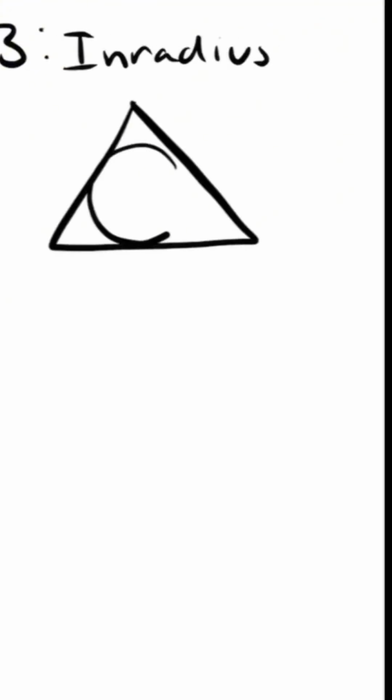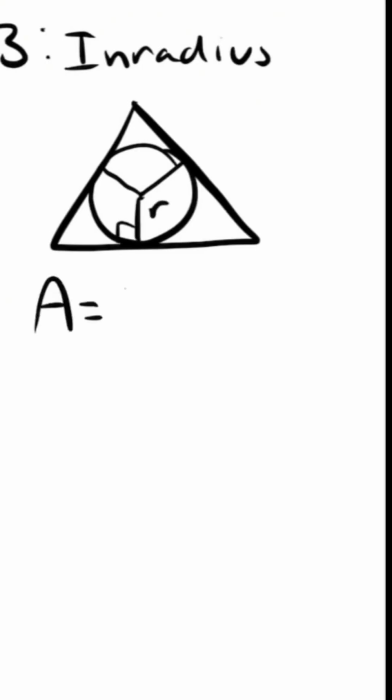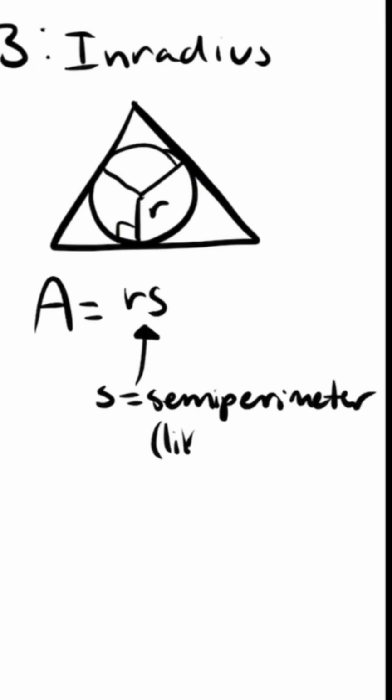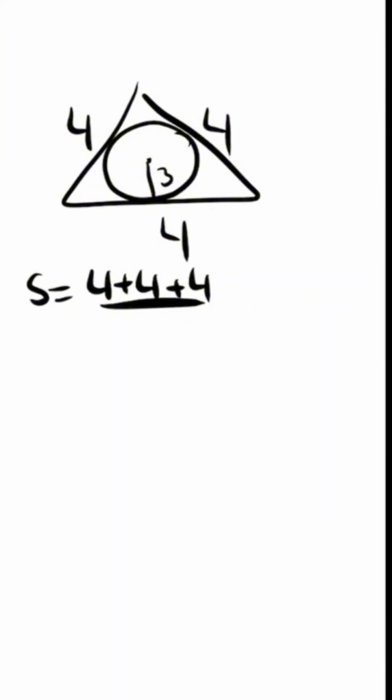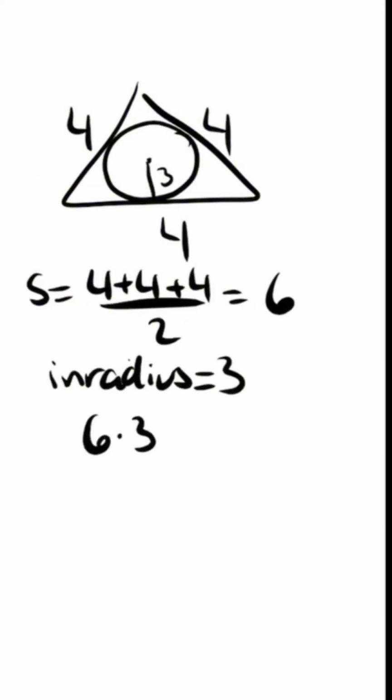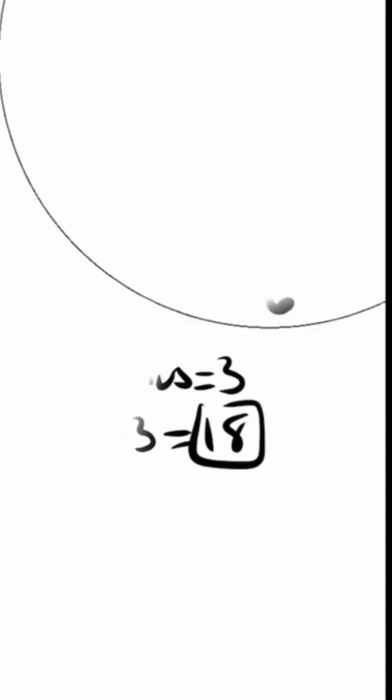Now next we have the inradius, where if we have a circle inscribed in a triangle and its radius is r, the area would be r times s, where s again is the semi-perimeter like last time. So for example, if we had a triangle with a circle inscribed in it with the inradius of 3 and all the sides of the triangle are 4, s would be 6, and then as said the inradius is 3, so then we can multiply these together to get 18.